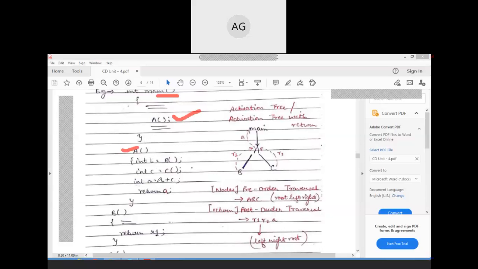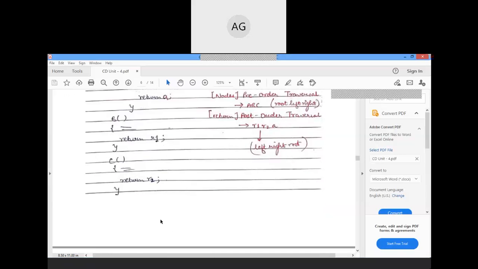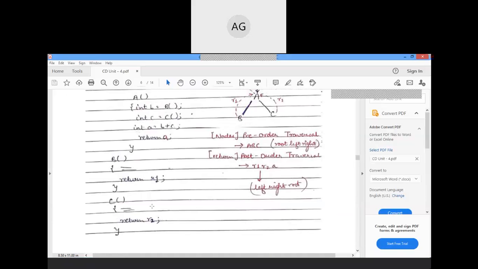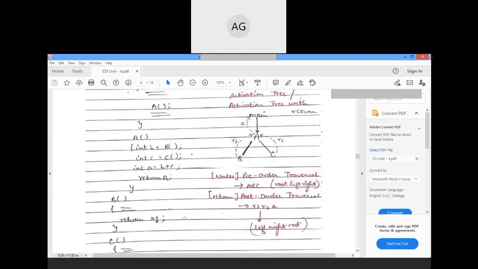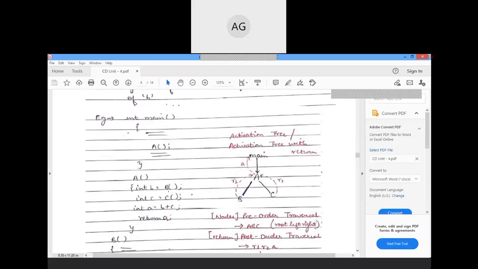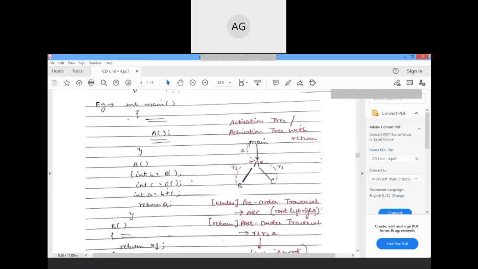Here we are expanding this function and writing the function explanation, and after that a b function is explained, and in the b function we have written the return r1 statement. After that we expand the c function after the b function, and in the c function we have the return r2 statement. We are going to represent these functions written in the C programming language in the form of an activation tree.